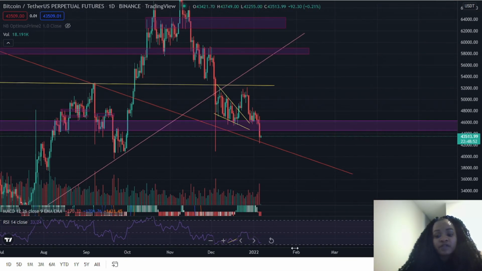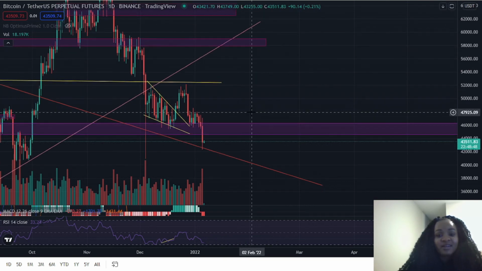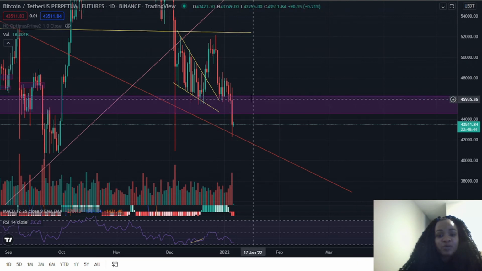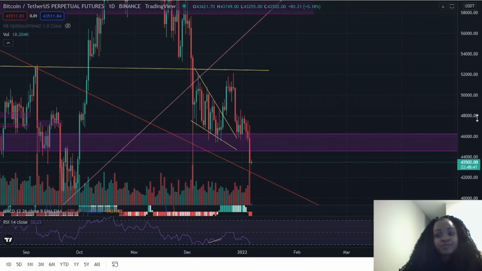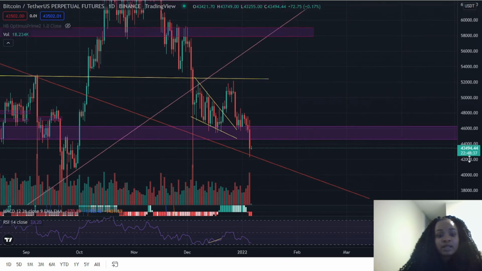So anyways, I feel like I'm losing you guys. Okay, so support and resistance: we agree that this is a support area that just got broken down, and now it's resistance. On the daily, there's a lot.